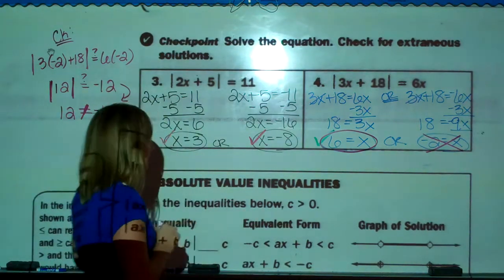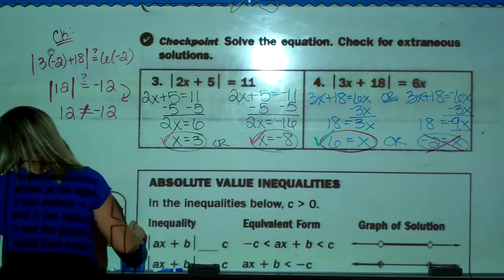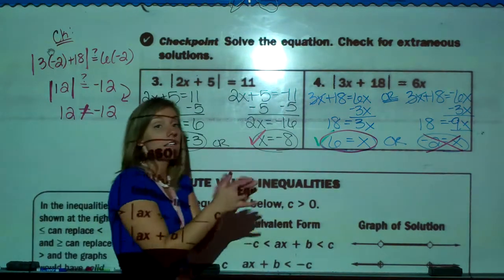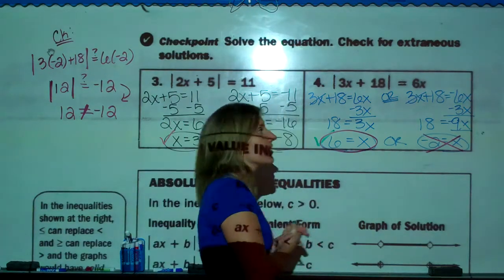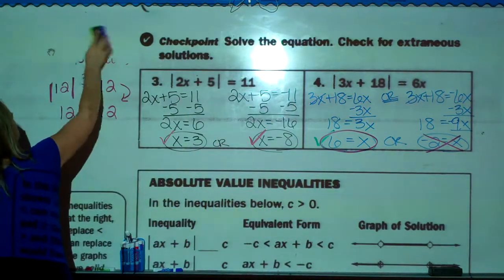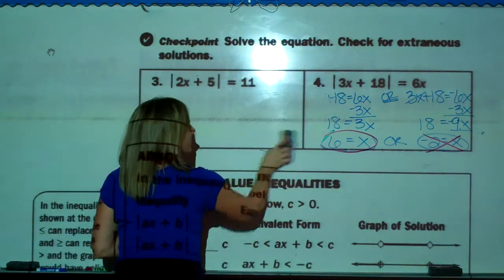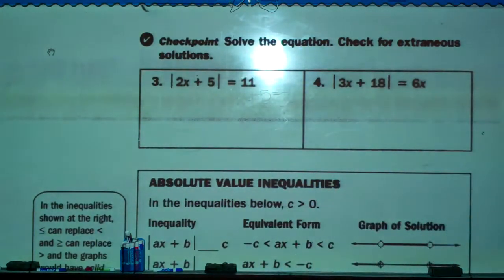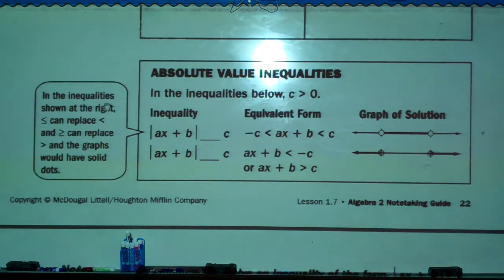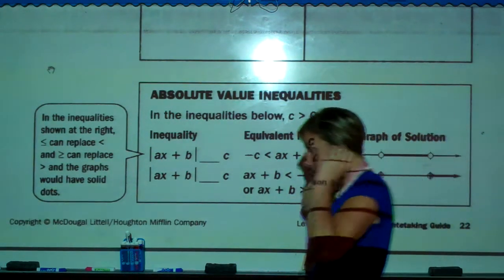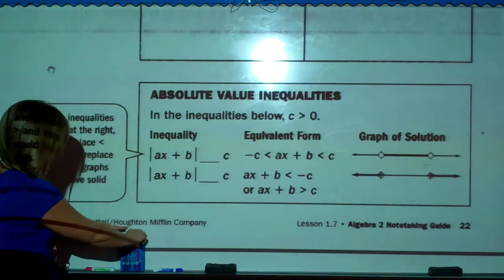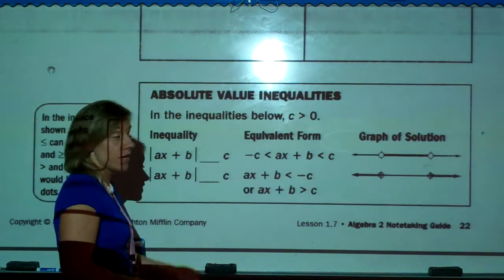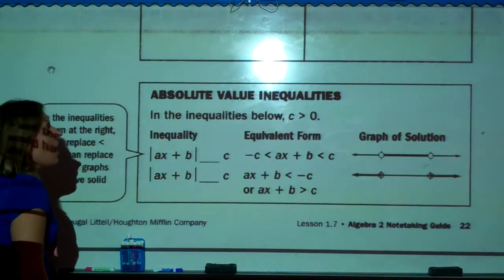All right, so now let's just look at the bottom of the page where we're talking about some graphing and some symbols and stuff, okay? And that's going to relate to some compound inequalities we've already talked about. So let's get this off the board. All right, so in the inequalities below, C is greater than 0. So that means C is positive. Numbers that are bigger than 0 are positive, okay?